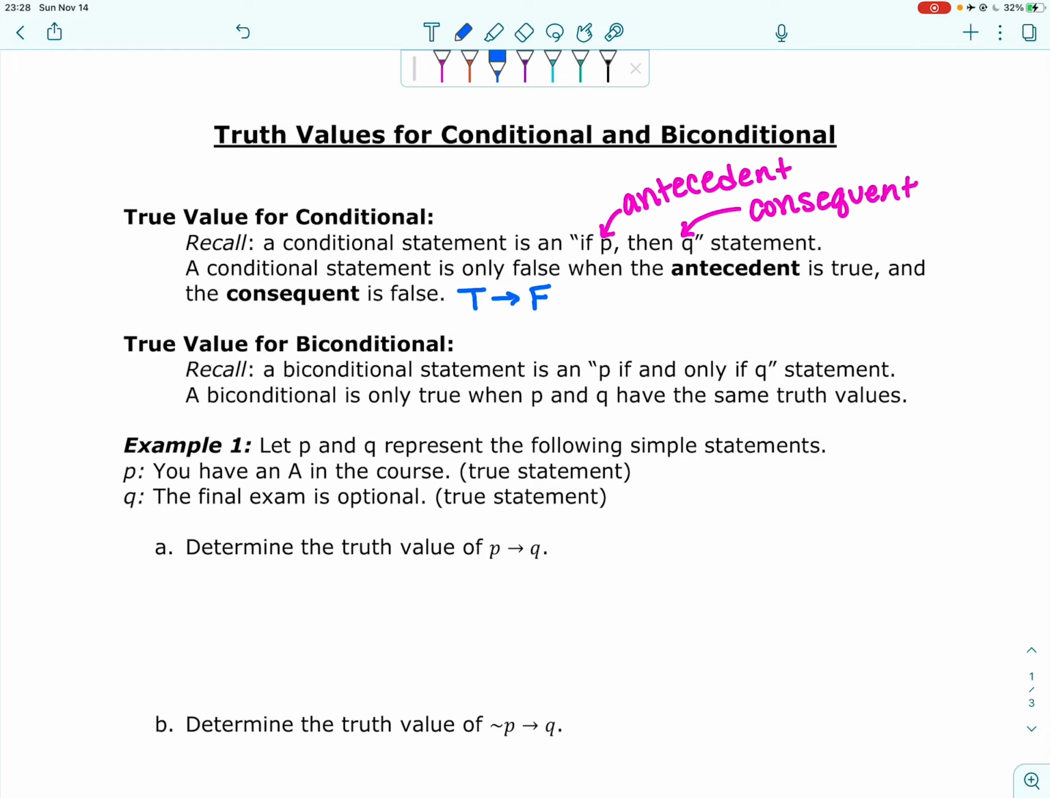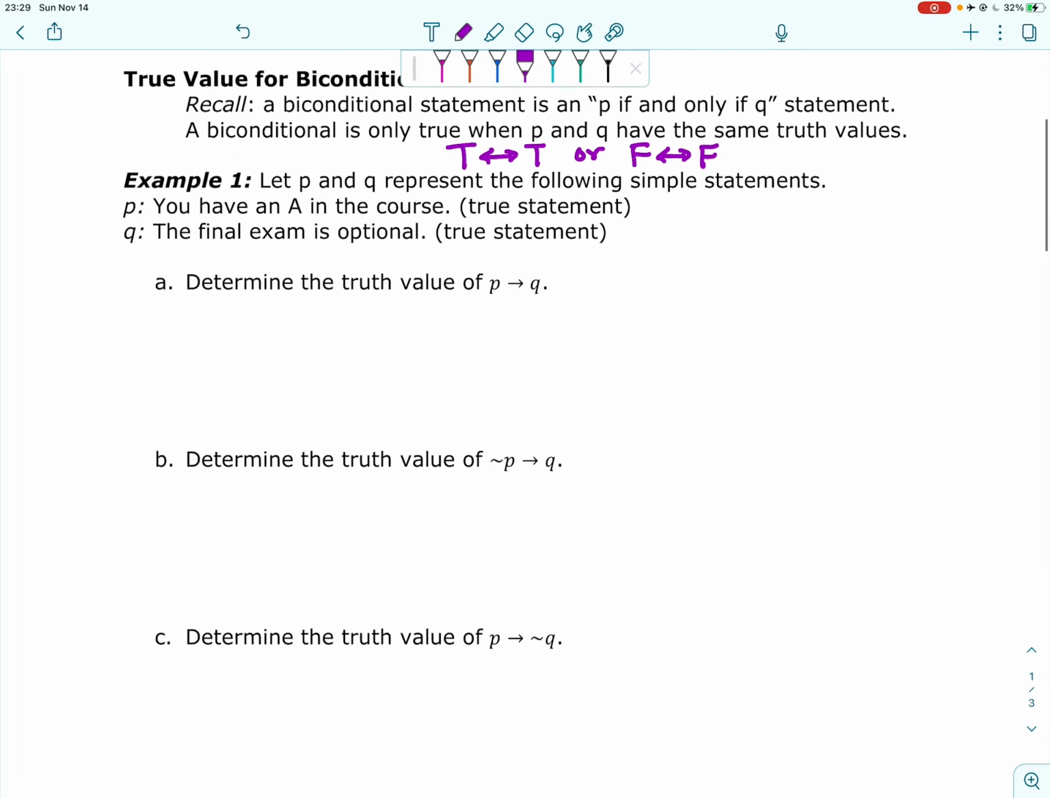The biconditional, recall a biconditional statement is a P if and only if Q statement. The biconditional is only true when P and Q have the same truth values. So you could have a T if and only if T, or a false if and only if false, and those would result in true statements. Otherwise, it's a false statement. So let's look at an example.